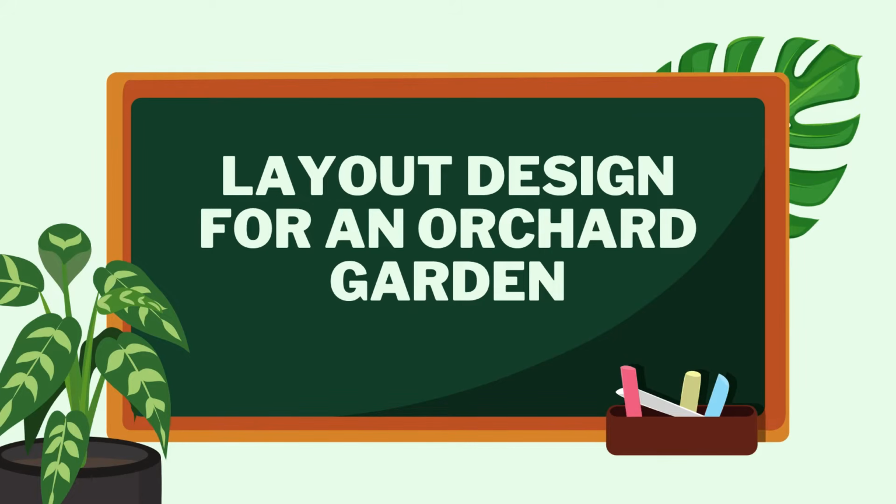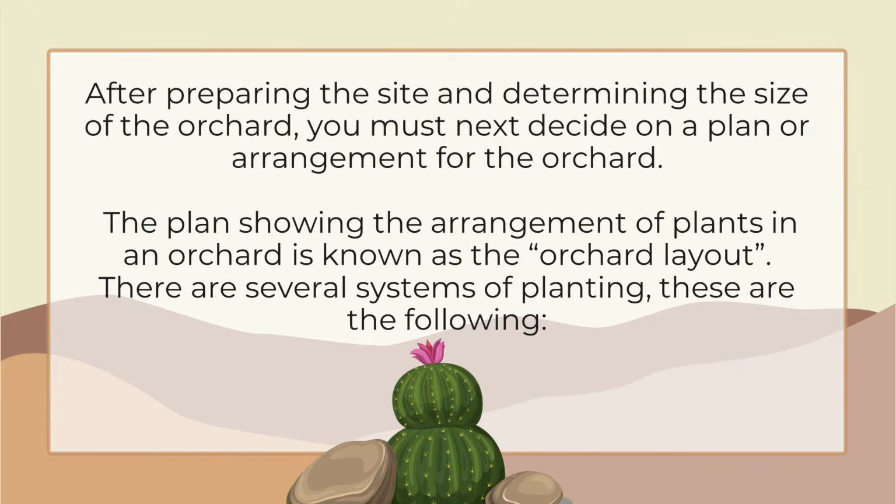These are the following layout design for an orchard garden. After preparing the site and determining the size of the orchard, you must next decide on a plan or arrangement for the orchard. The plan, showing the arrangement of plants in an orchard, is known as the orchard layout. There are several systems of planting, and these are the following.